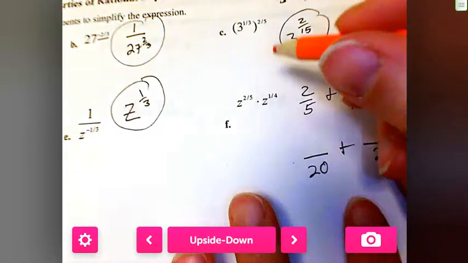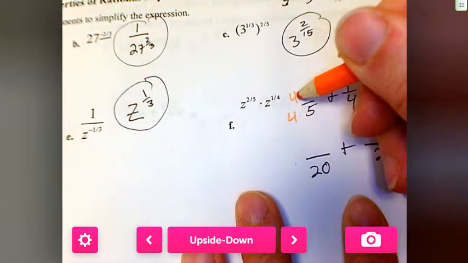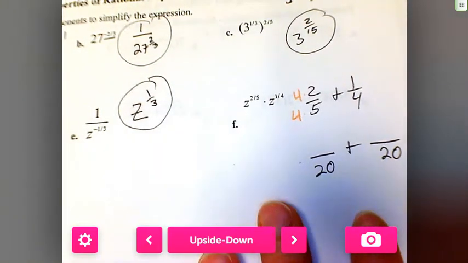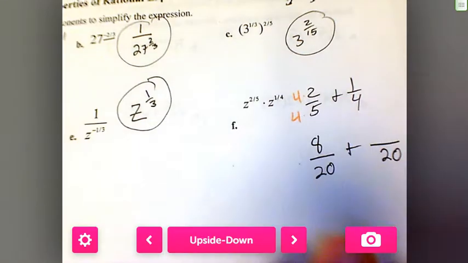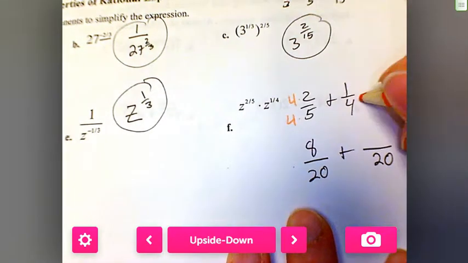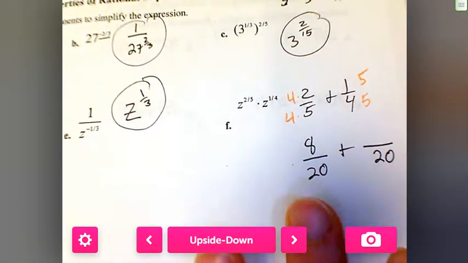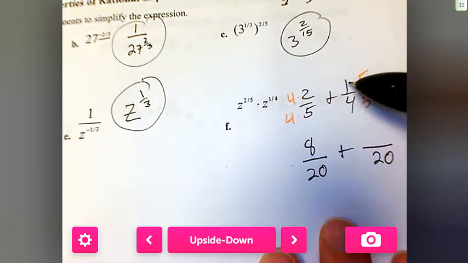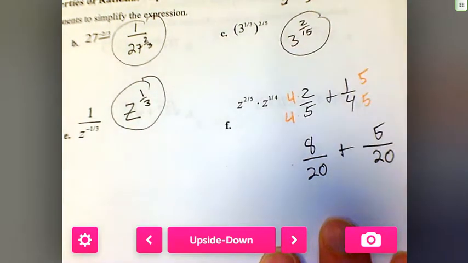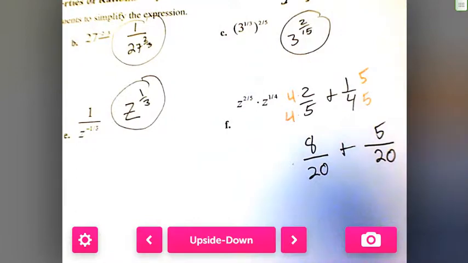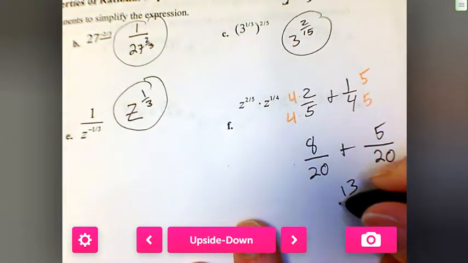I'm just going to write that in so we remember. 4 times 2 is 8. Okay. We multiplied the top and bottom here by 5 because 5 times 4 is 20. So 5 times 1 is 5. Now 8, 9, 10, 11, 12, 13. I get 13 over 20.